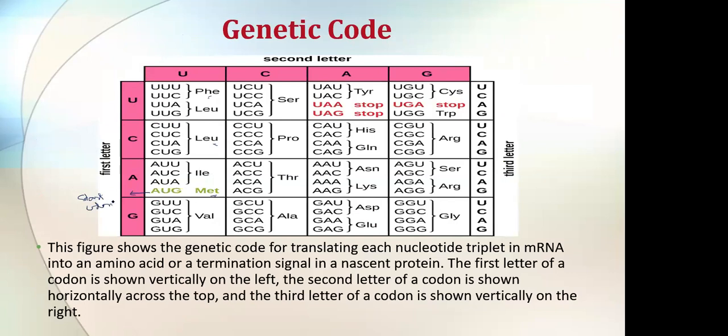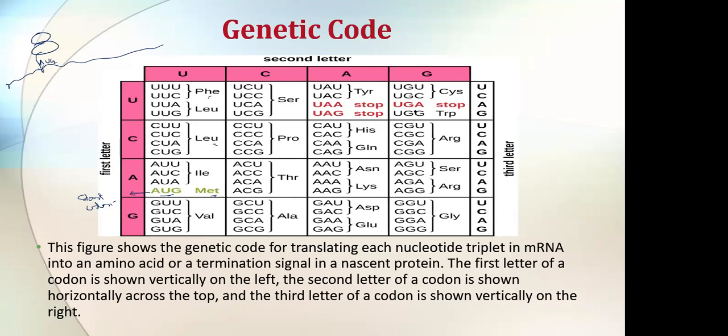Protein synthesis starts with this codon. To start protein synthesis on messenger RNA, we must have this AUG. So if this is the messenger RNA, our first codon should be AUG. Once the ribosome sees that this is the start codon, it will start protein synthesis from here instead of here. So that's the start codon.